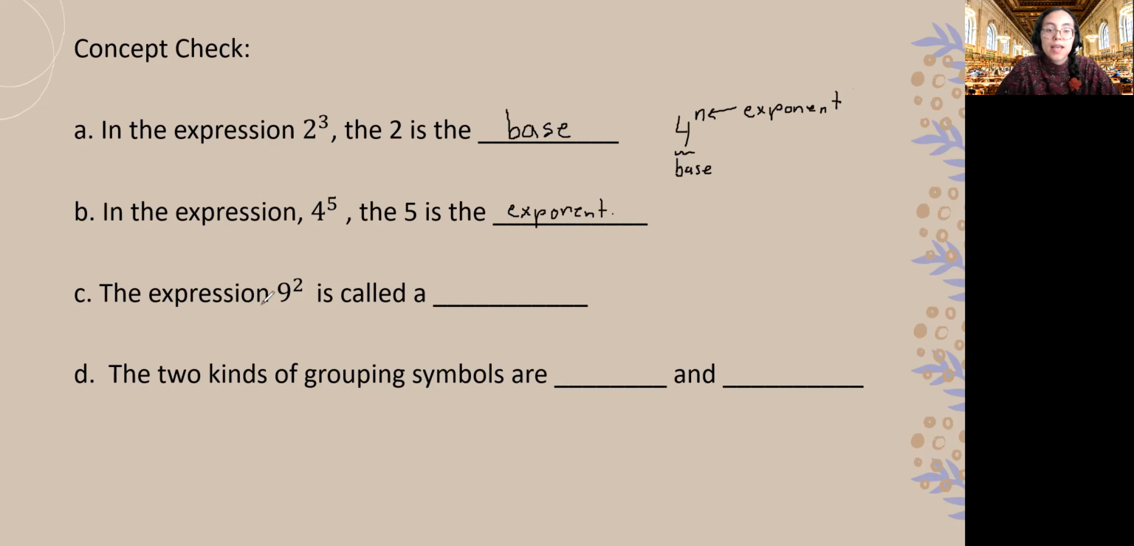Going on to the third one, the expression 9 squared is called a... So if 9 is the base, 2 is the exponent, what is this entire expression called? It's called a power. And finally, for the last one, the two kinds of grouping symbols are, and we just learned this, what are the two kinds of grouping symbols? They are parentheses and brackets. And they help us stay organized. They give us direction and how to approach a problem, and they make a big difference in terms of our results and our overall direction.